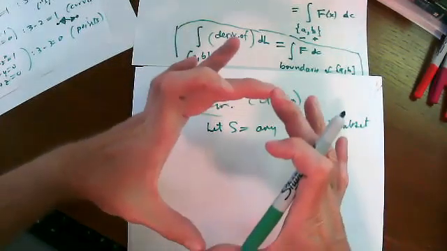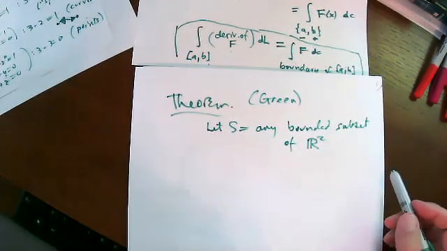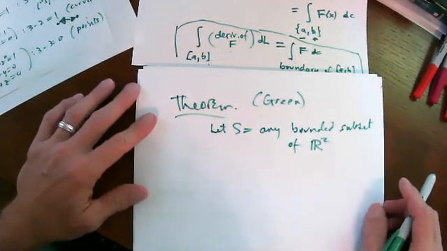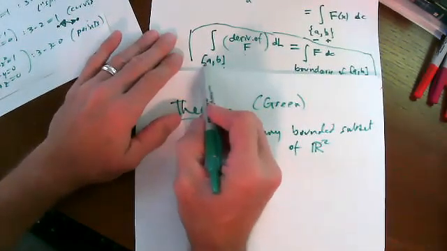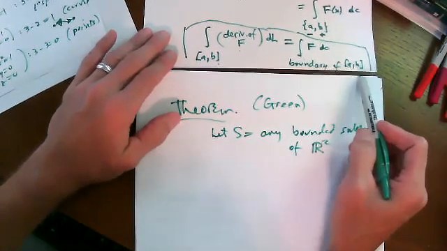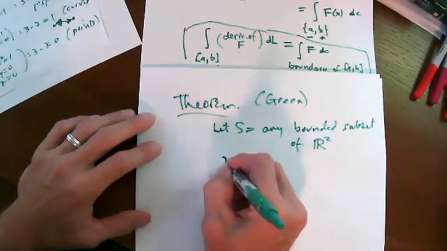It just means you can put the whole thing inside a big old circle. I don't want you to use S to be a quadrant of the plane or something like that. So that's going to be the region of integration on the left-hand side. What goes on the right-hand side is going to be the boundary of this set S, and I'm going to use this notation for that.